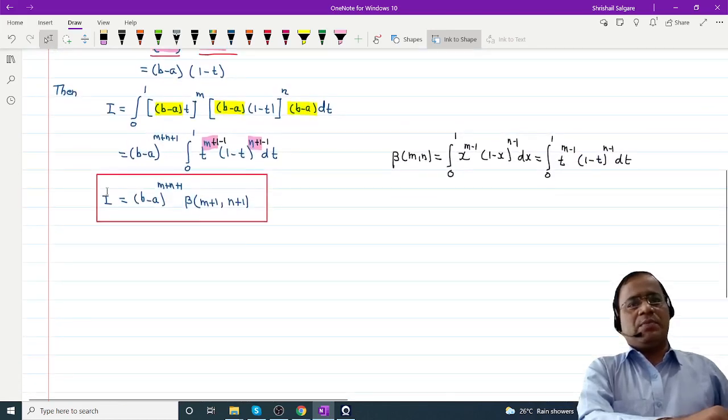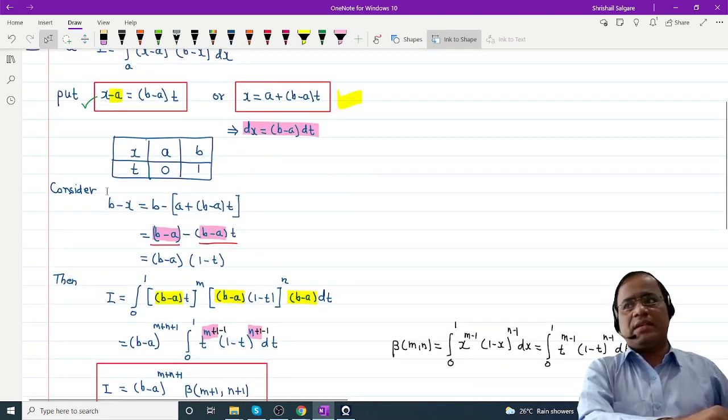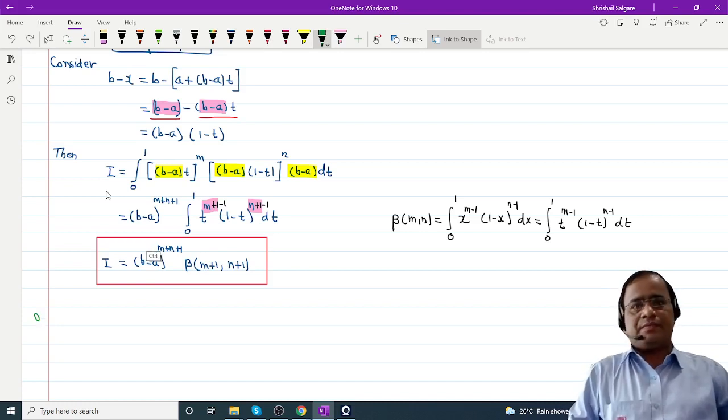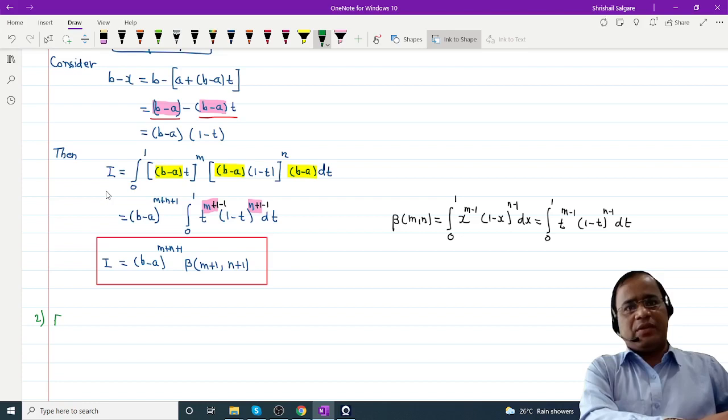Okay, so that was one particular example. If there are any doubts, I will take them. Otherwise I will continue with the second example. Meanwhile, if you have a doubt, you can ask. For the second one, I will take a particular example.